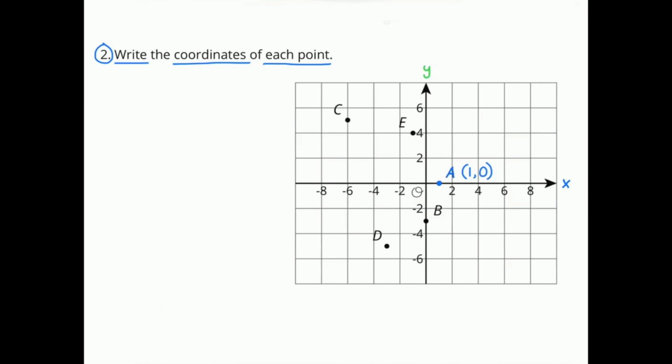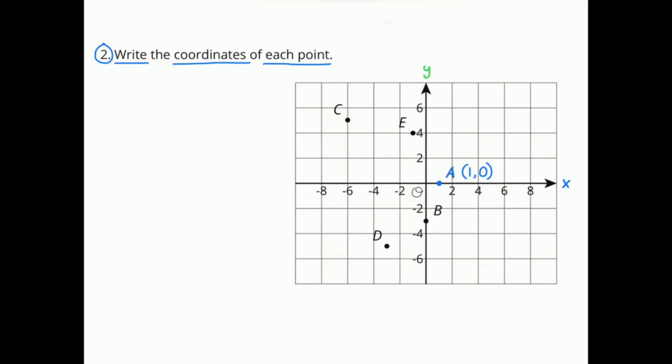Number 2, write the coordinates of each point. If you take a look at this graph, they're counting by 2's starting at the origin. 2, 4, 6, 8 to the right, and -2, -4, -6, and -8 to the left. So each square is worth 2 units.